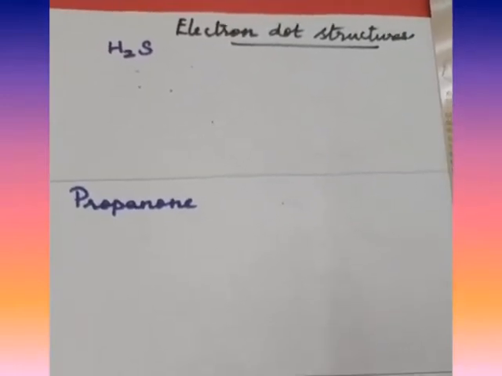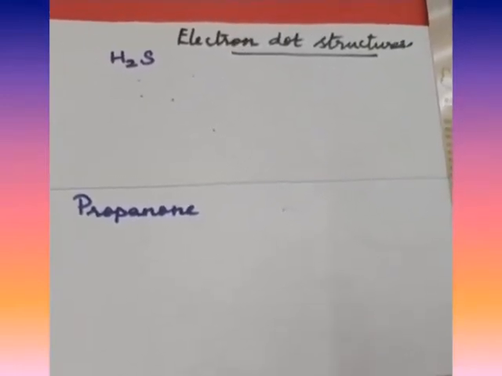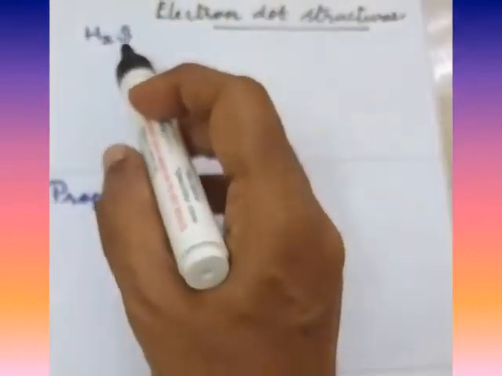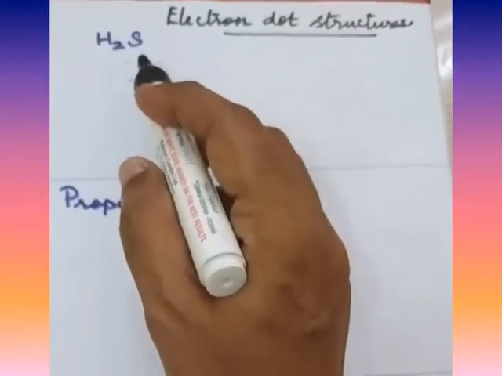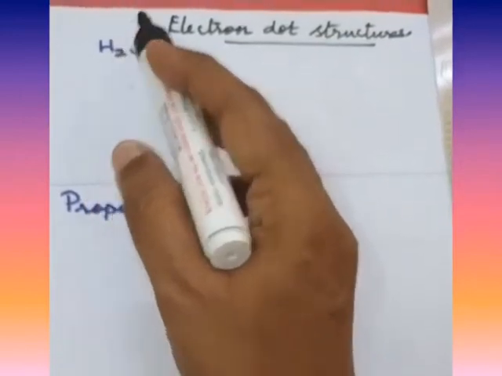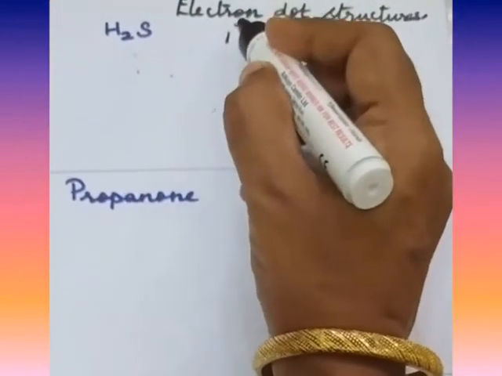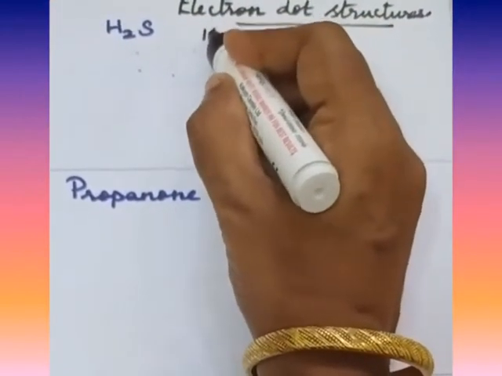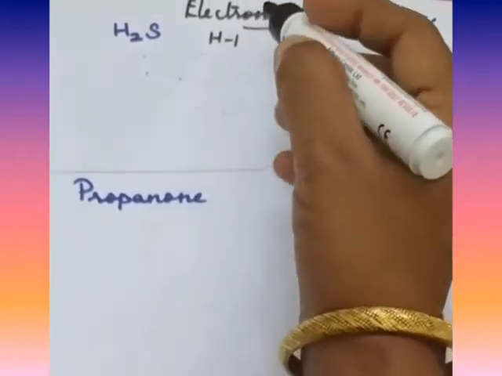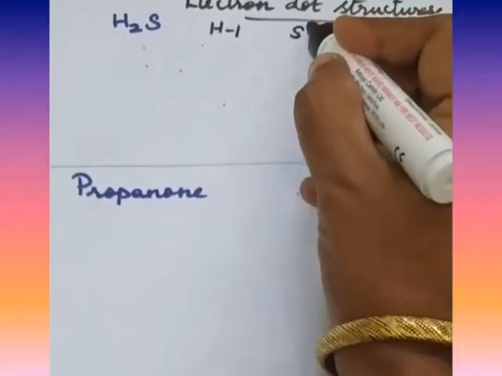Let us continue the electron dot structures of these molecules. Now, the first one is hydrogen sulphide. So, we know the atomic number of hydrogen is only 1. The valence electron is only 1 in hydrogen. What about sulfur? Sulfur has the atomic number 16.